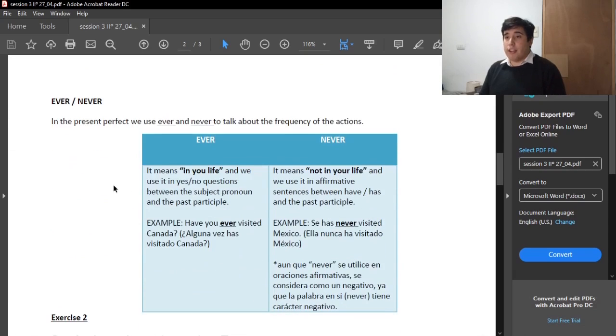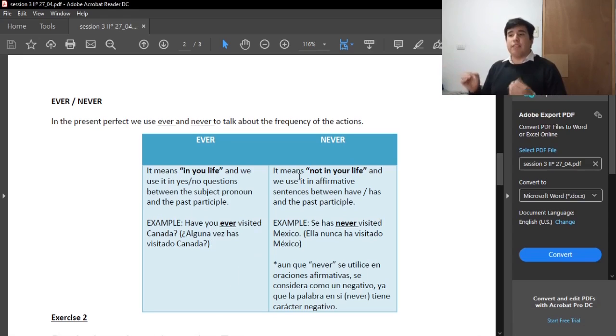Now, we move on to ever and never. How do we use these two words in present perfect? So, in the present perfect, we use ever and never to talk about the frequency of the actions. How many times do we do the action, or did we do, or have we done this action? So, first, ever, it means in your life, and we use it in yes and no questions, between the subject pronoun and the past participle. So, we use ever in yes or no questions, between the subject pronoun and the past participle. Example, have you ever visited Canada? Nice. Between subject pronoun and the past participle.